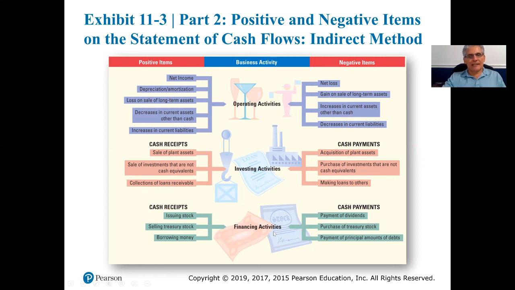And then financing activities, the positive items are going to be listed here. The issuance of stock, selling treasury stock, borrowing money, those are going to be cash receipts. Cash payments are going to be payments of dividends, purchase of treasury stock, and the payment of principal amounts of debts. These items are going to be under the financing activities.